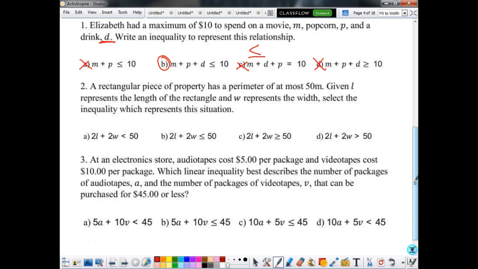Okay, so let's look at this next one. A rectangular piece of property has a perimeter of at most 50 meters. Given L represents the length of the rectangle and W represents the width, select the inequality which represents the situation. So if you notice, you can scratch out A and C. "At most" gave you the clue, and that's the less than or equal to. And the good thing is that all of the expressions were the same, 2L plus 2W, so you didn't even have to worry about that part. All you're worrying about is the symbol, and "at most" gave us which symbol to use.